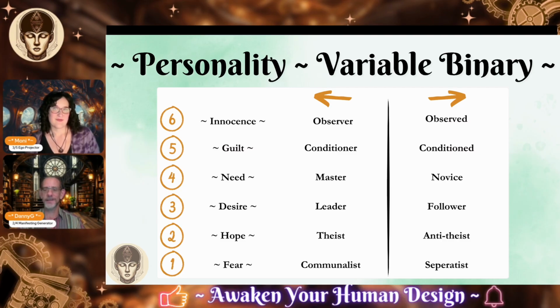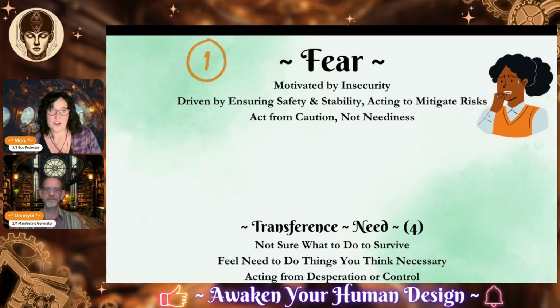So let's get into some of that little magic twist. The things people didn't realize they had until we show them. Color one is motivated by fear and insecurity. It's driven by ensuring safety and stability, acting to mitigate risks, acts from caution, not neediness. And then in transference, it goes to need, which is color 4, because 1 and 4 have that relationship. And in transference of need, you're not sure what to do to survive, and you feel you need to do things that you think are necessary. And it's about acting from desperation or control.